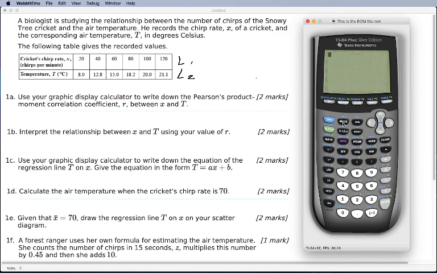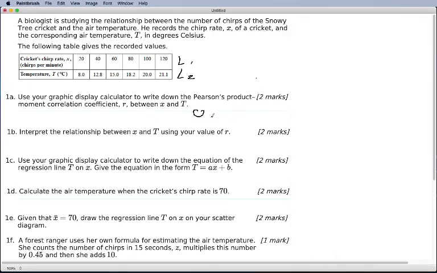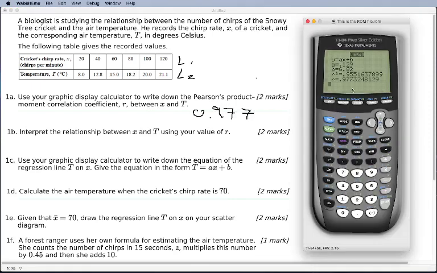I'm going to get out of here, go back to Stat, Calc, LinReg. There's my L1, L2. Frequency list is blank. When I run this, I have my r value, which is 0.977. We're going to put this down as 3 significant figures. And we can see we have this linear regression line, y is equal to ax plus b. I'm just going to write that down as well.